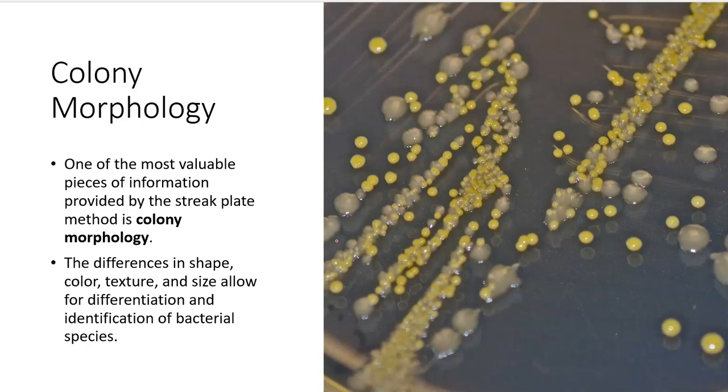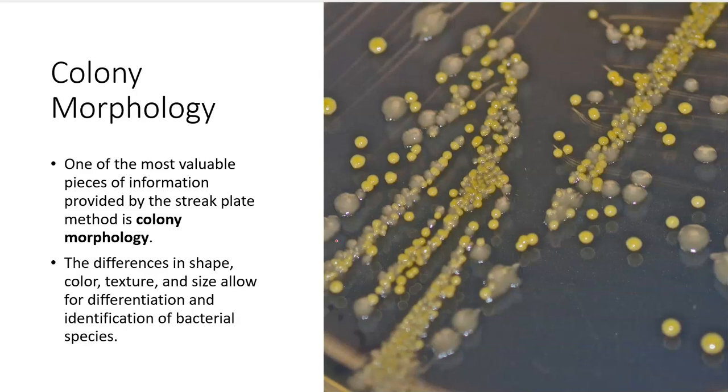So we need to talk about colony morphology, which is basically different characteristics that each bacterial species have that relates to the appearance of their colony. So for example, what size are the colonies that they typically produce, what color, what shape, are they flat, are they elevated, what do their outer edges look like.